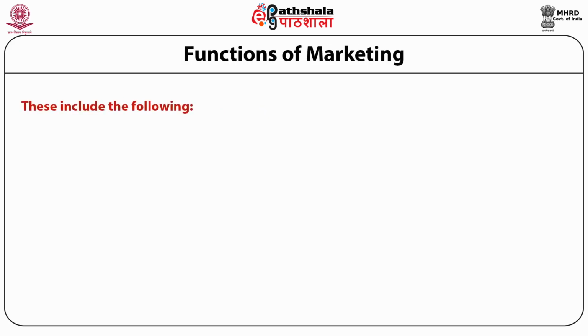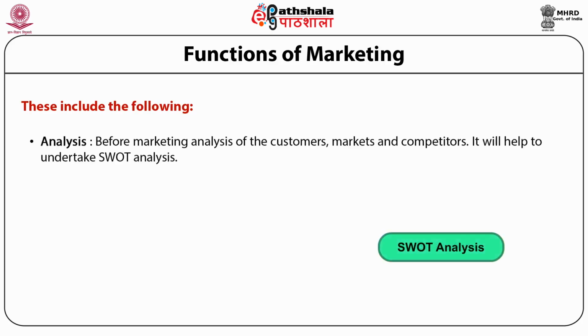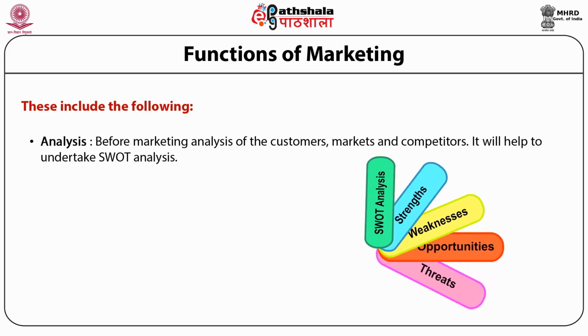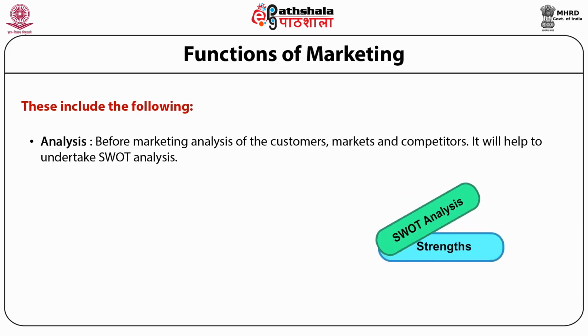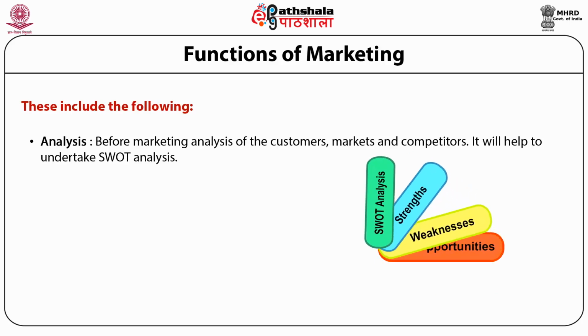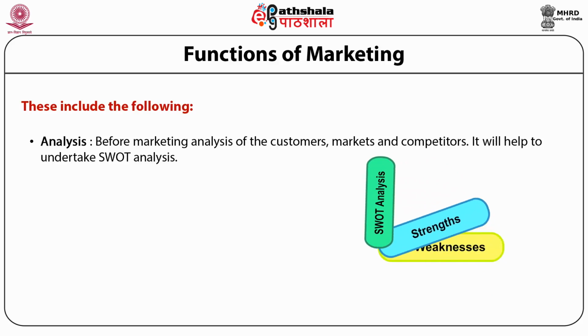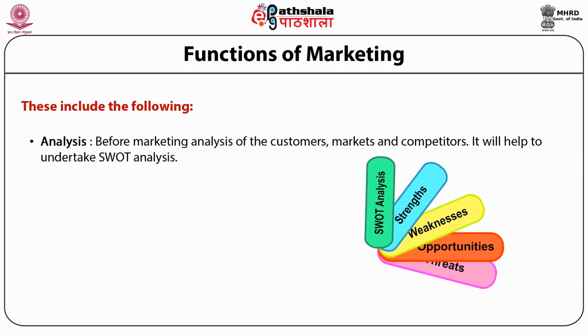This leads us to what marketing is meant for, or what could be the possible functions of marketing. One is analysis. Before marketing of library services and products, analysis of the customers, markets, and competitors is essential. Such an analysis will help to undertake SWOT analysis also. SWOT means strength, weakness, opportunity, and threat.